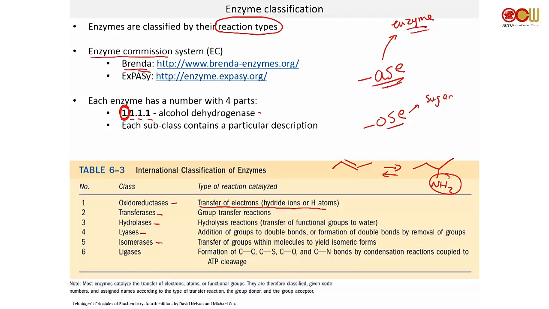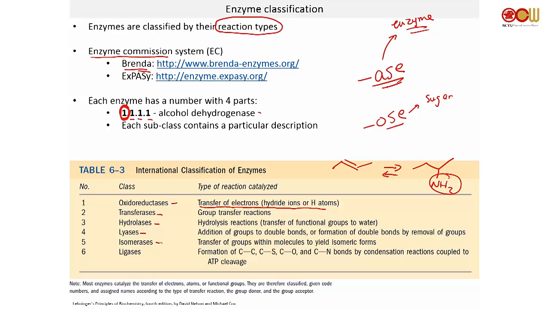Number 5, isomerases. Okay, isomerases are pretty simple. It's the transfer of functional groups inside a molecule. Okay, so you change the molecule. You don't have any other substrate. You just have one substrate. You change it, I don't know, somehow.